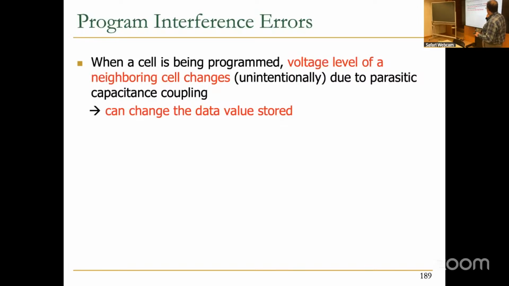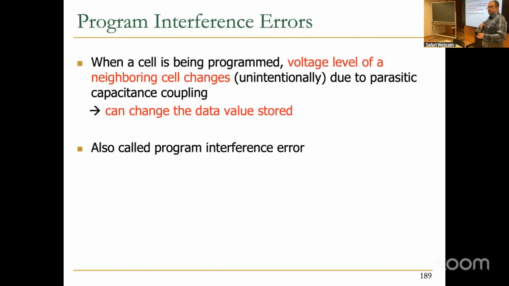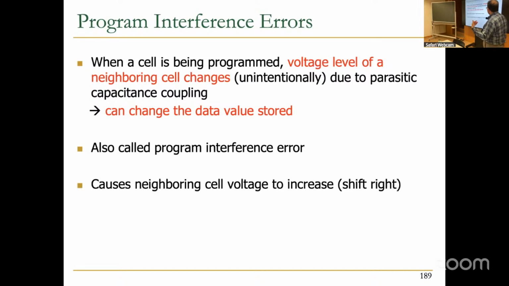Okay. So now you can use this kind of model to design techniques for better reliability. When a cell is being programmed, the voltage level of a neighboring cell changes, and we call that a program interference error. That can cause the distribution of threshold voltage to go to the right. Normally I talk about retention errors, but this can actually increase it.